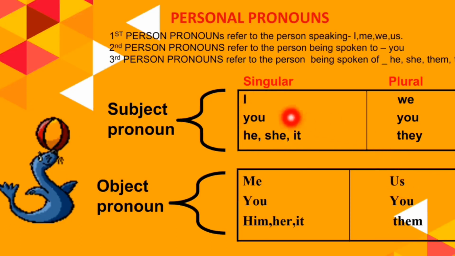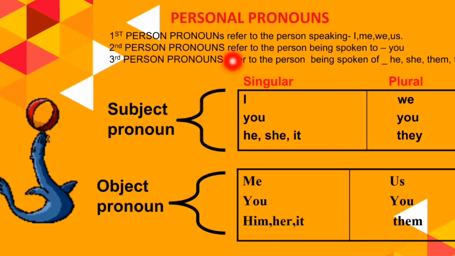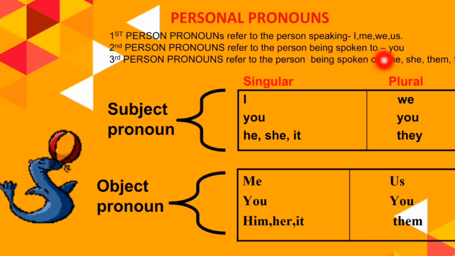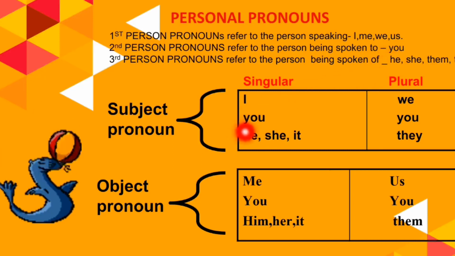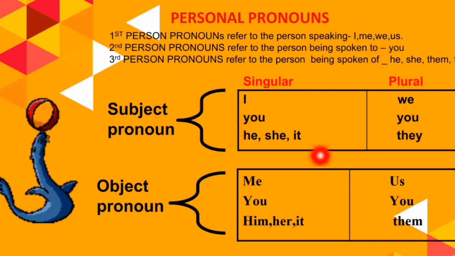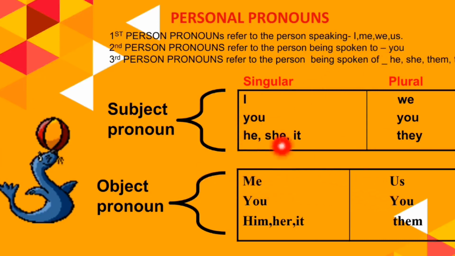Now let's see what is the second person pronoun. The second person pronoun refers to the person being spoken to. So it's only one, that is you. Okay, to the person being spoken to, it's only one, that is you. So you is the second person pronoun. In objective form also it is you. When it comes as a subject, we are using you only. Okay, there is no change in that.